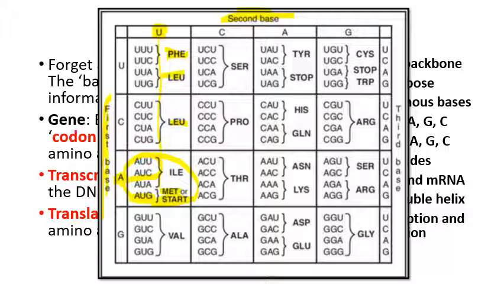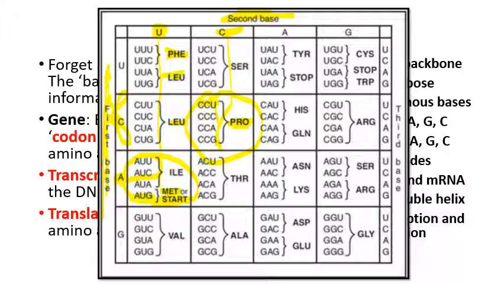Okay, what if the next codon is CCU? The first letter is a C, so I'm going to look here. The second letter is a C, so I'm going to look here. Those two lines converge into this box. And I see that CCU codes for proline. Proline is another amino acid. So you can see how a gene works to code for a protein.